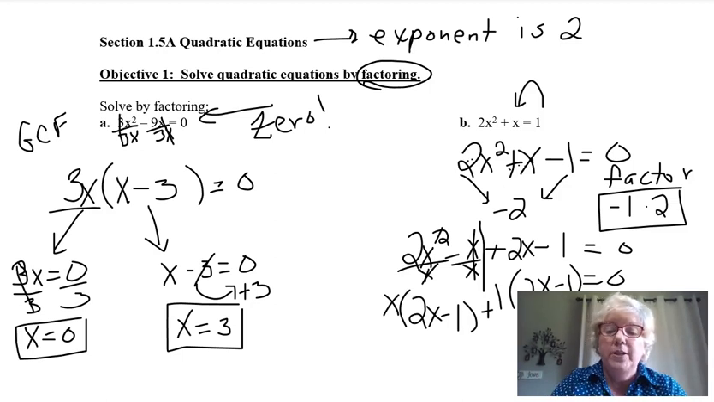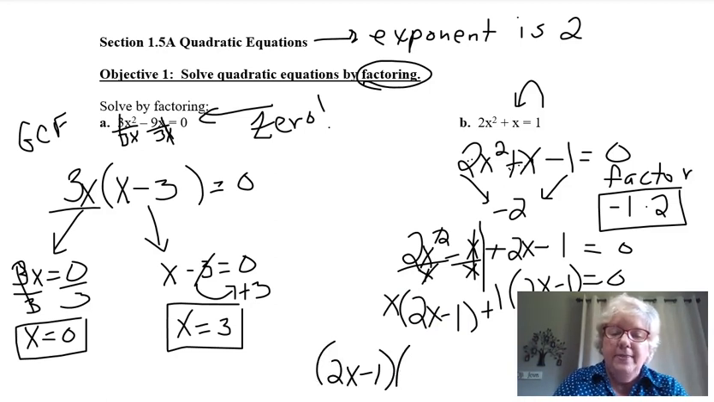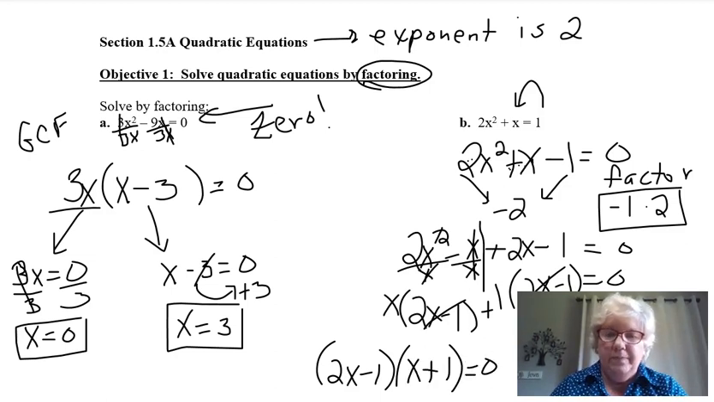Now with grouping, we know the 2x minus 1, those are the same. So I bring that in front. And then I have x plus 1 equals 0. Now, what I need to do is take each one of these factors and set it equal to 0. I've almost run out of room here, so let me go ahead and make a little room.